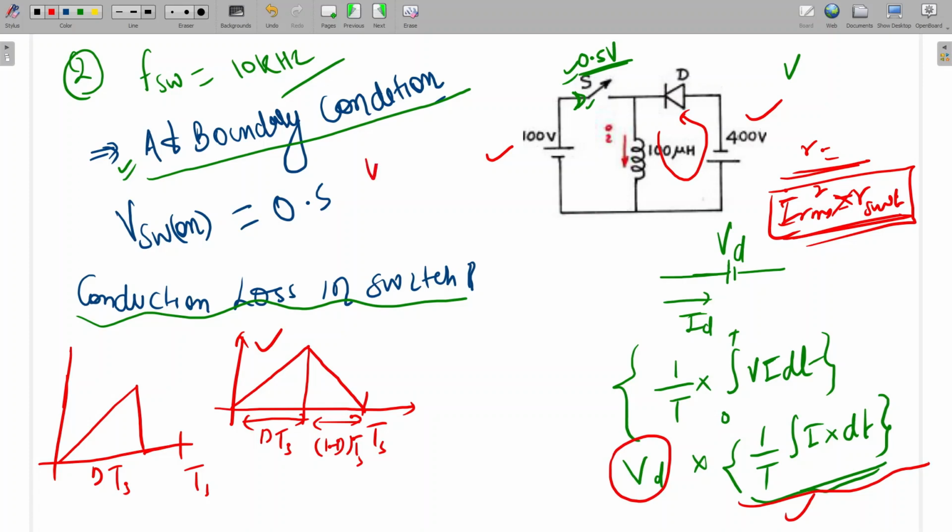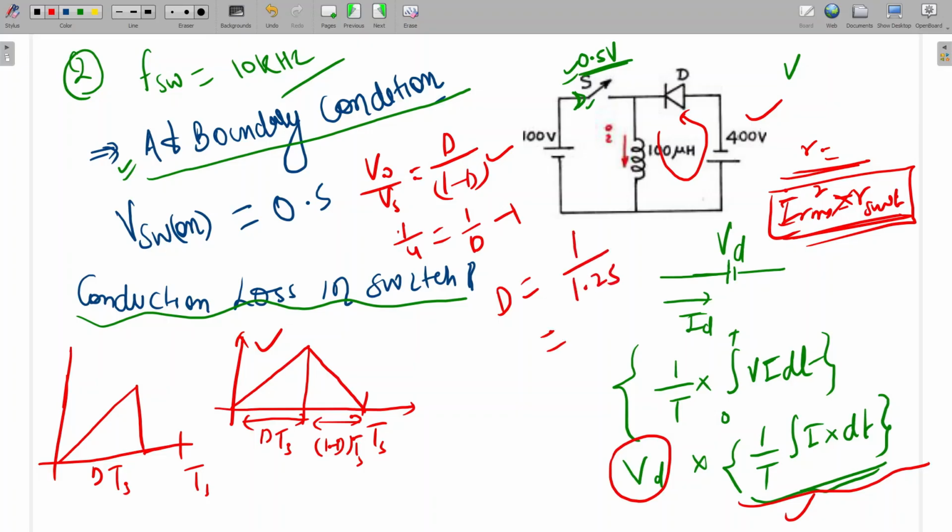See, V naught divided by Vs, so d divided by 1 minus d. So 1 by 4 is equal to 1 by d minus 1. D is equal to 1 by 1.25. How much will this be? 0.8. So we already got the duty. With this duty we can find the peak also, dVs divided by LF.